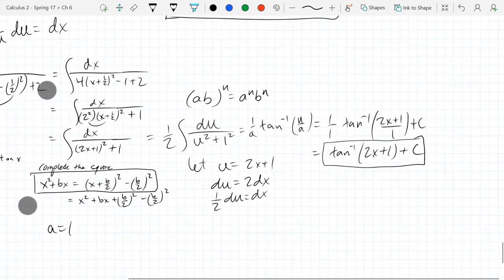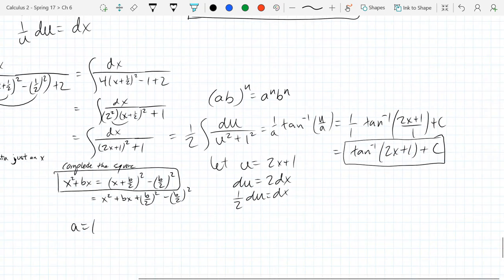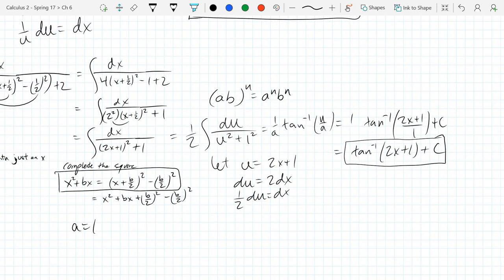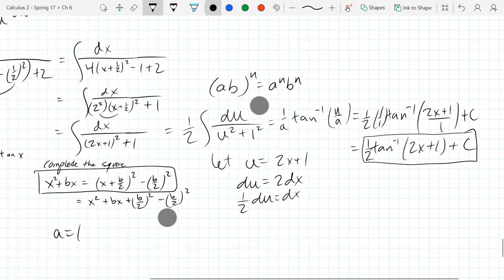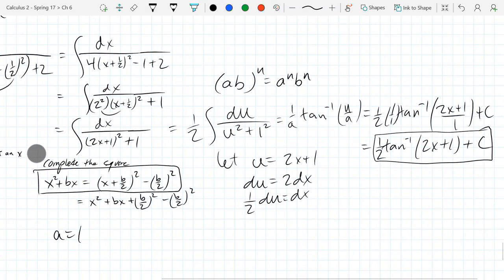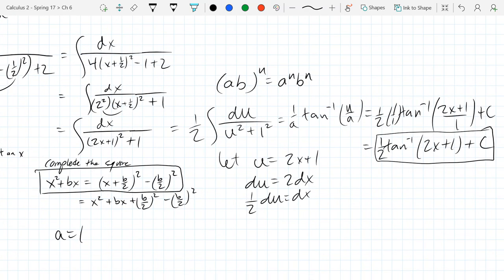What happened to the 1/2? Uh-oh. I just forgot it. Yeah, that should be 1/2. And there's the 1 over a, which will be 1 over 1. So yes, you should, at the end, have 1/2. Any calculus questions after those calculus steps?